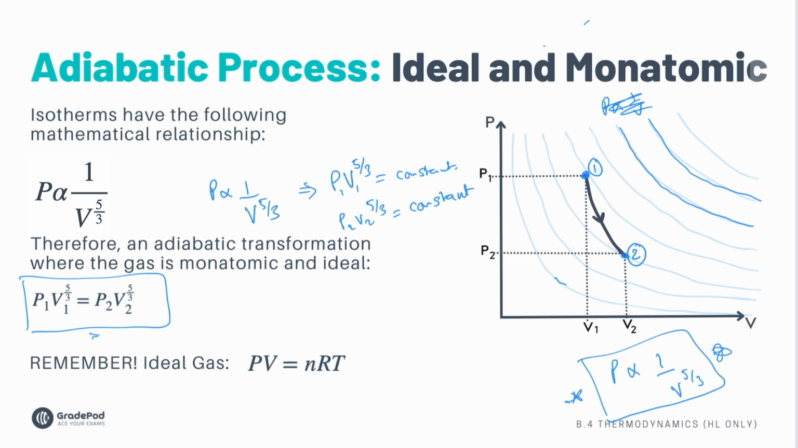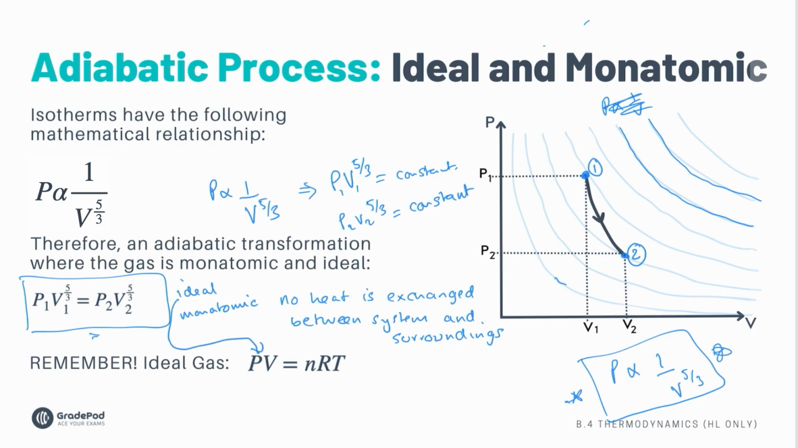So if you're looking at an adiabatic process, and again, an adiabatic process is one where no heat is exchanged between system and surroundings, then you can use this expression in your calculations. This expression only works if we have an ideal gas and a monatomic gas. Again, monatomic means all the molecules are the same. If we're using an ideal gas, of course, you might be asked to use this equation as well, because this is the ideal gas equation. So don't forget that stuff from B3.